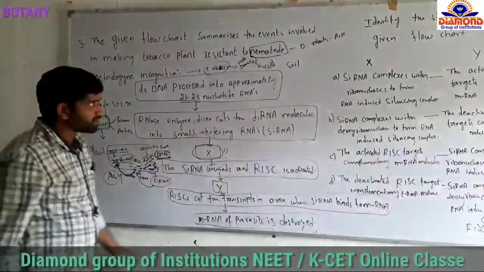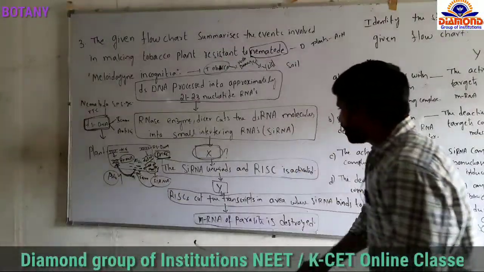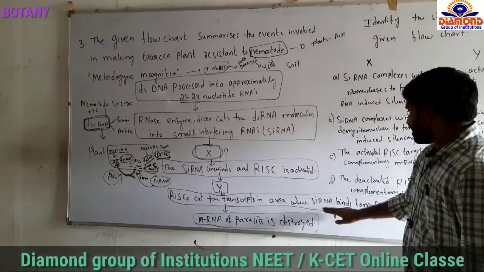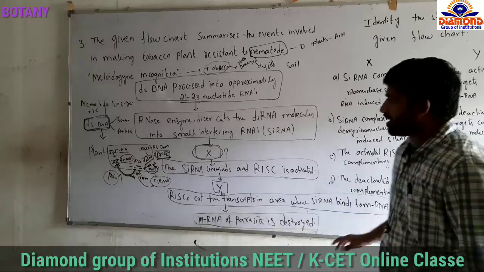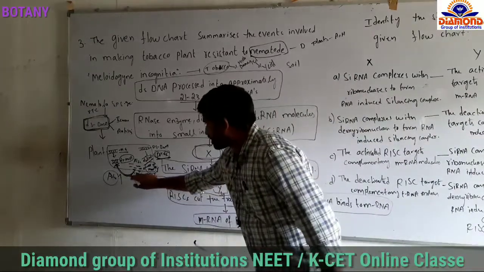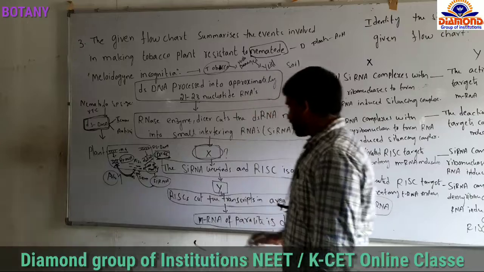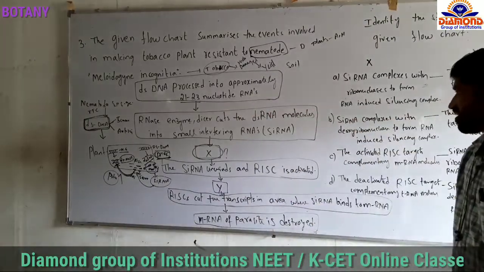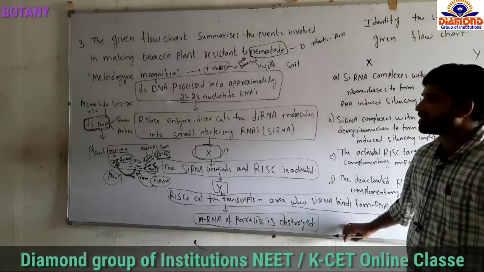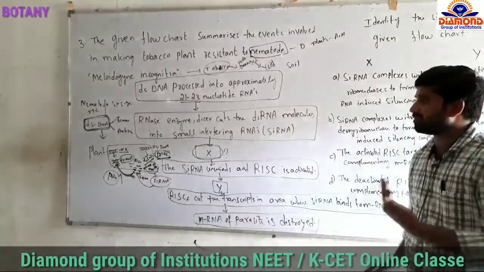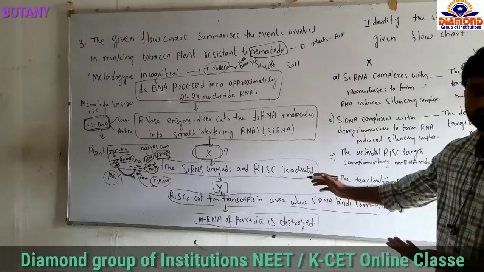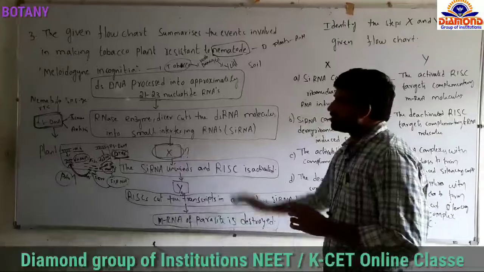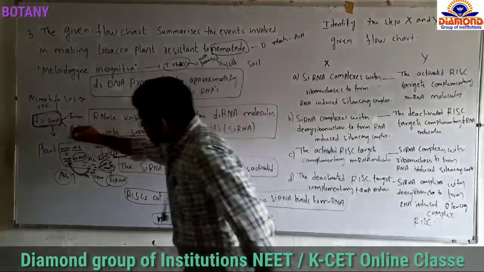So based upon this, RISC cuts the transcript area where siRNA binds to the mRNA. The siRNA will bind to the mRNA, and the parasite mRNA is destroyed. That means after the formation of double-stranded mRNA of the nematode gene, they can stop the synthesis of protein. So now that nematode will die. So that is the concept. You will get these things easily.